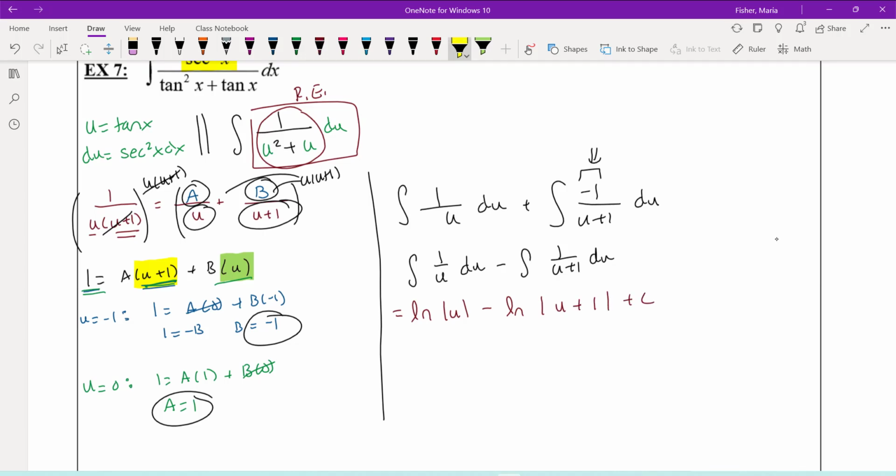Your last and final step is to get out of u's and go back into x's. Well, we know that u is equal to the tangent of x, so we end up with the natural log of the absolute value of the tangent of x minus the natural log of the absolute value of the tangent of x plus 1 plus c. That's it for partial fractions.